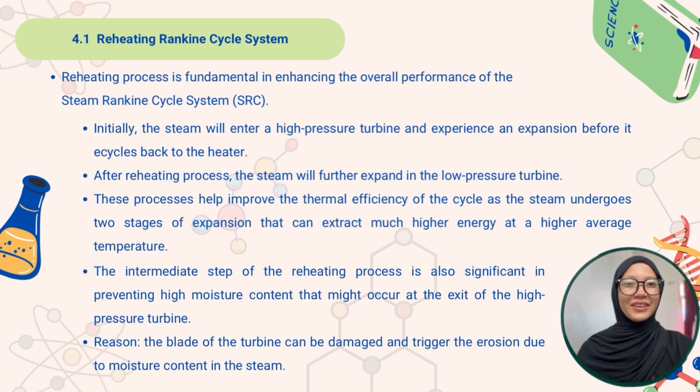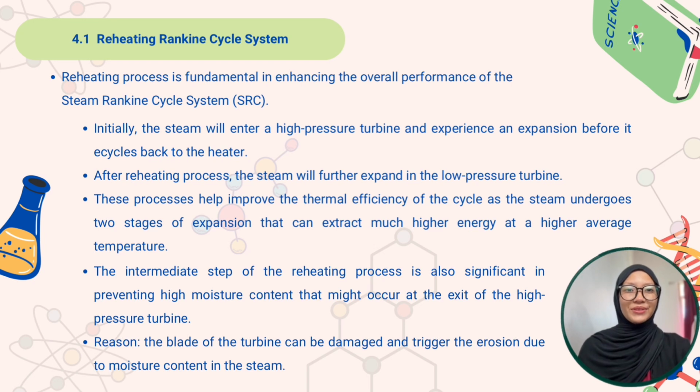First, let's take a look at the reheating process in the Rankine cycle system, which is very fundamental to enhance the thermal efficiency. Normally, the steam enters a high-pressure turbine and expands. But in a reheat cycle, instead of expanding all the way down to the condenser pressure, the steam cycles back to the heater after this initial expansion. Once reheated, it expands a second time through a low-pressure turbine.